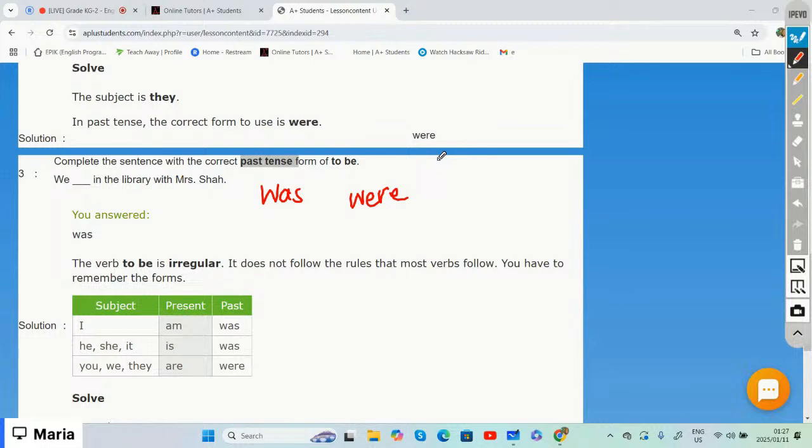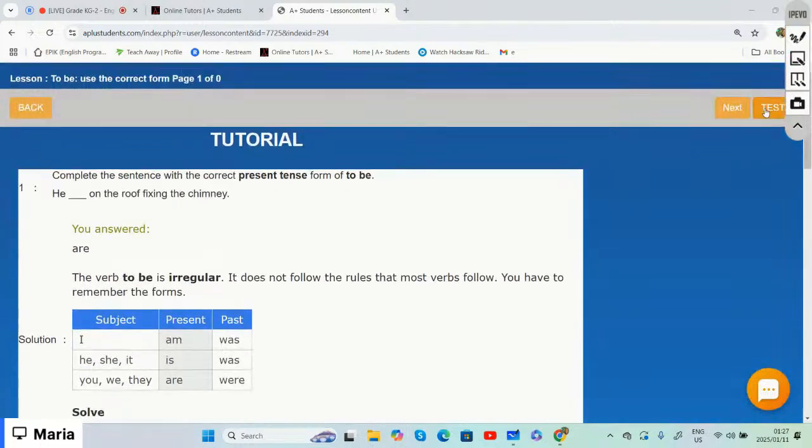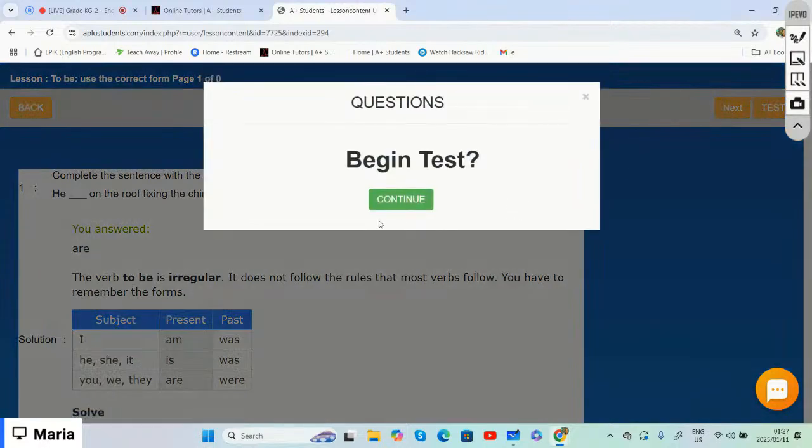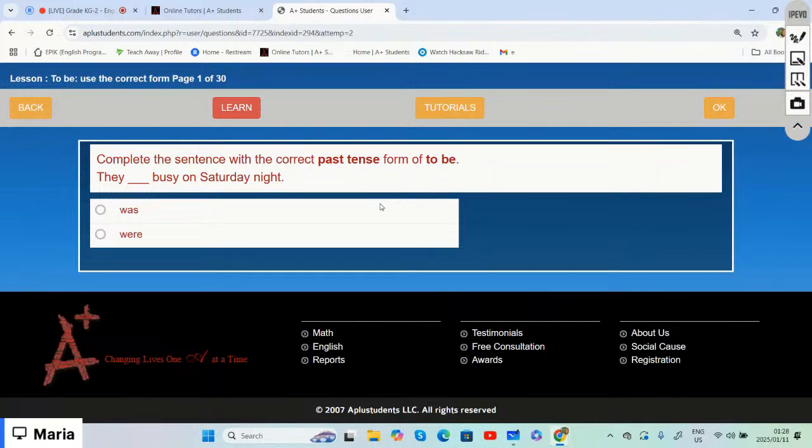All right, and if we were to choose the correct option, then we will say we were, because it refers to more than one person that did something in the past. Well done. So we were is correct. All right, so now we're going on to our test. We're going to use the correct form of to be. We need to complete the sentence with the correct past tense form of to be.